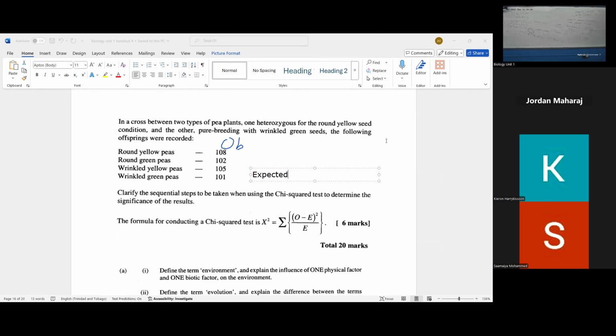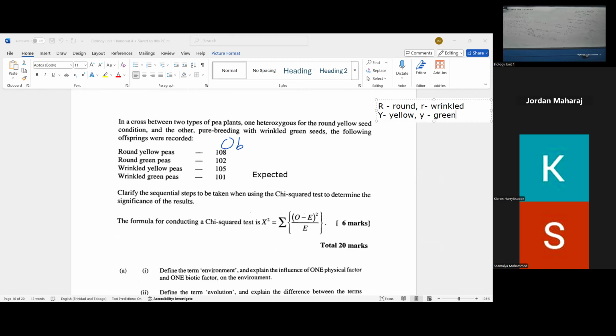So we could start with this one. For the round, we use capital R. Capital R will be round, and lowercase r would be wrinkled. And yellow is the dominant color, so capital Y is for yellow, and lowercase y is for green. So everybody understands how we come up with the key, right? That's the key part.